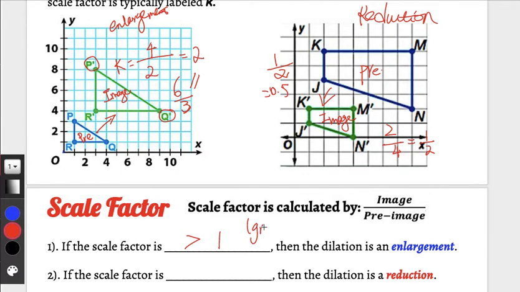Let me write it on here. So some students, if you forget this symbol, you will remember this. And of course, when the scale factor is less than 1, then it's going to be a reduction. But please remember, it is less than 1 but greater than 0, because we do not deal with negative scale factors in this situation.